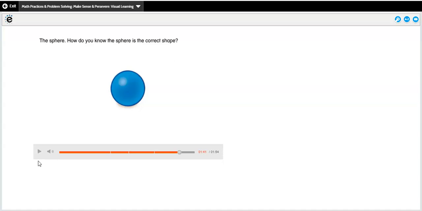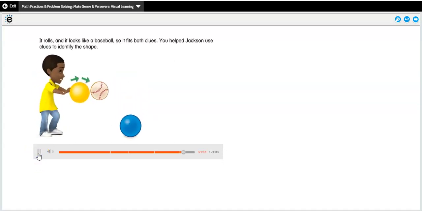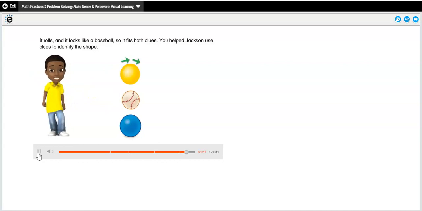Think about the clues. Does a sphere roll? Yes, it does. Does a sphere look like a baseball? Yes, it does. So it matches both clues. So it has to be the correct answer. It rolls and it looks like a baseball, so it fits both clues. You helped Jackson use clues to identify the shape.